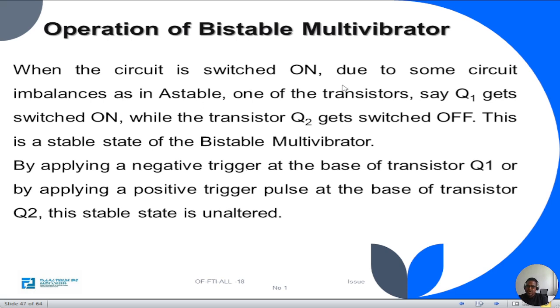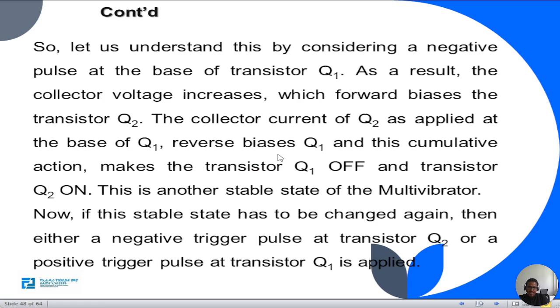When the circuit is switched on, due to some circuit imbalances, one of the transistors, say Q1, gets switched on, while the transistor Q2 gets switched off. This is a stable state of the bistable. By applying a negative trigger at the base of transistor Q1 or by applying a positive trigger pulse at the base of transistor Q2, this stable state is altered. So that's the principle of operation. When you apply that positive or negative trigger, the state of the signal in the output changes.